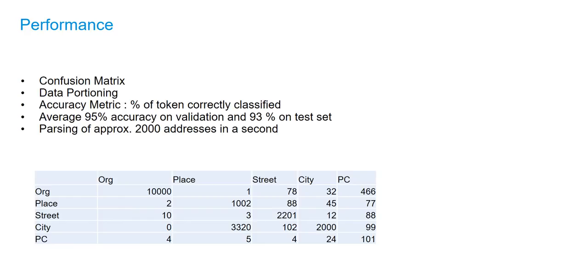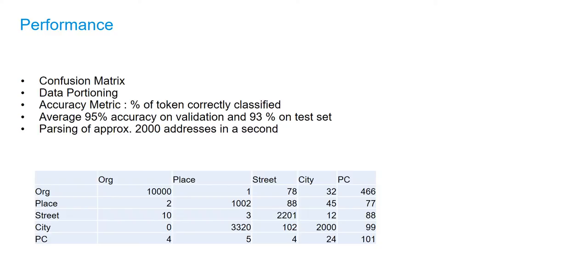The accuracy is 95% on the validation set, and 93% on the test set, and the split is 50-25-25. What that means is, if we had 100 addresses in our data set, we devoted 50 addresses to training, 25 to validation, and the rest 25 to the test set. And which is actually a very good number as far as a machine learning model is concerned.